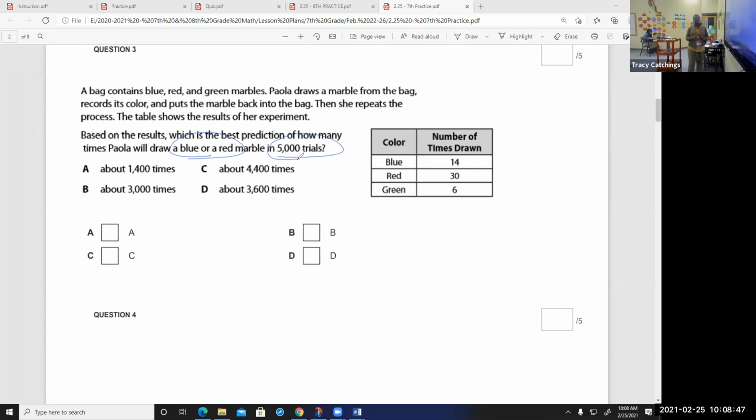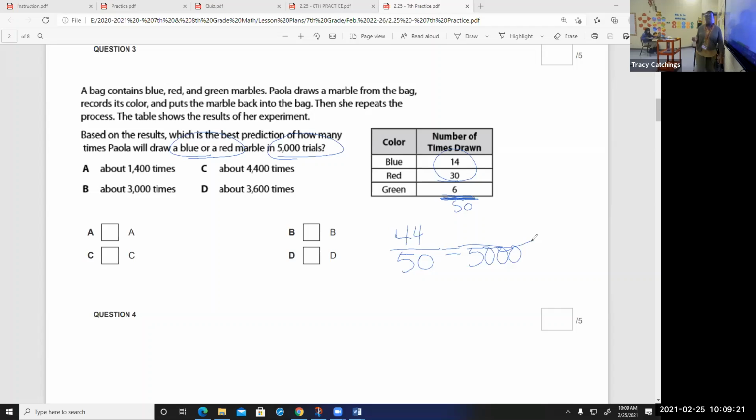Good job, Andy. So how many total blue and red do we have? Out of how many total? 50. Total means all. If that's 44, we add 6. So 44 out of 50. Now they told us we're doing how many trials? 5,000 is our new denominator.